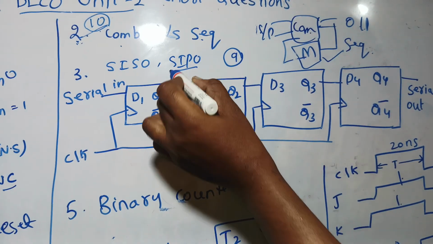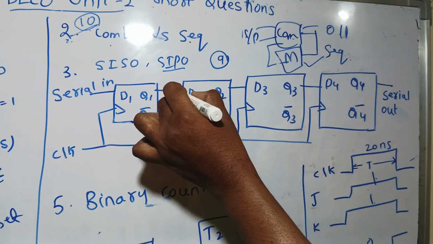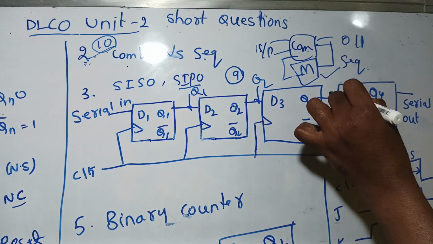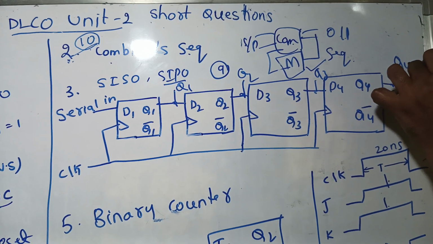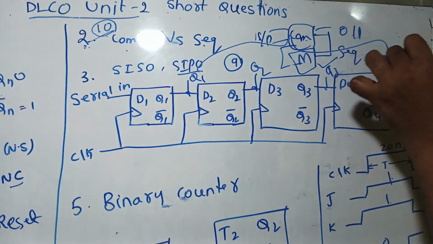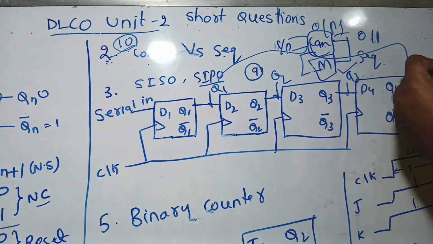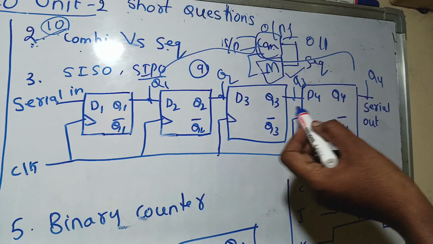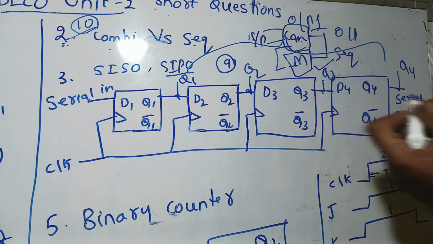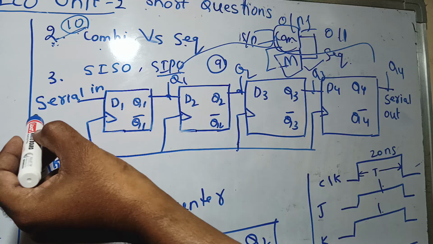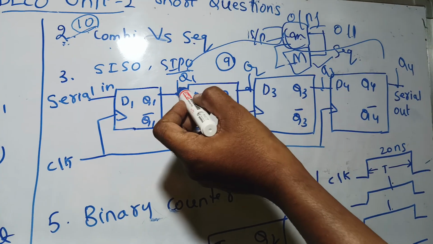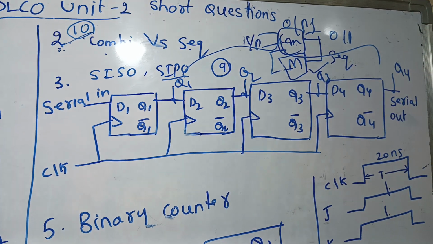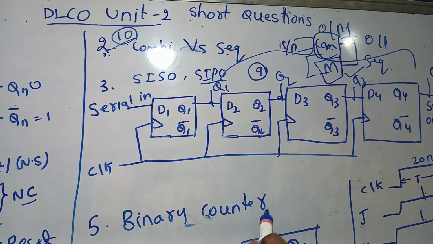Similarly, serial in parallel out means same input, but output we are collecting at a time. These are the outputs QA or Q1, Q2, Q3 and Q4. If all outputs we are taking at a time, that is parallel data. Serial in serial out is input given serially; after 4 clock pulses, you take output serially. Similarly, with the same circuit, if you give input one by one, and after getting 4 outputs you take all 4 outputs at a time, that is parallel output. Serial in parallel output.